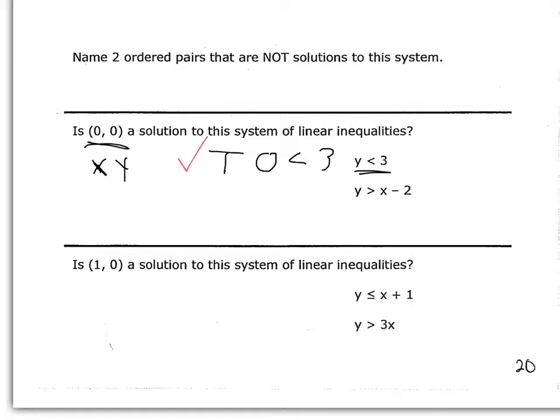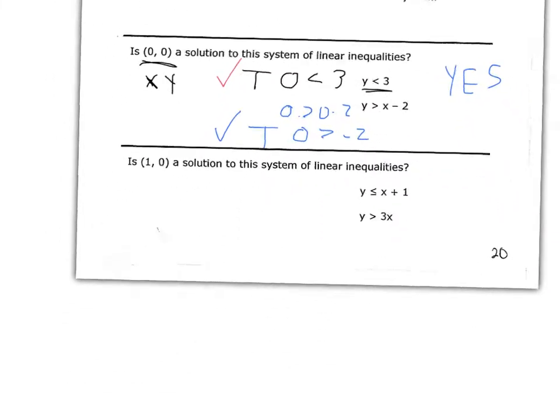Let's plug it into the other one. So we have 0 is greater than 0 minus 2, and then 0 is greater than minus 2, and that is also a true statement. So both of these work, so yes, this would be a solution to this system of linear inequalities.